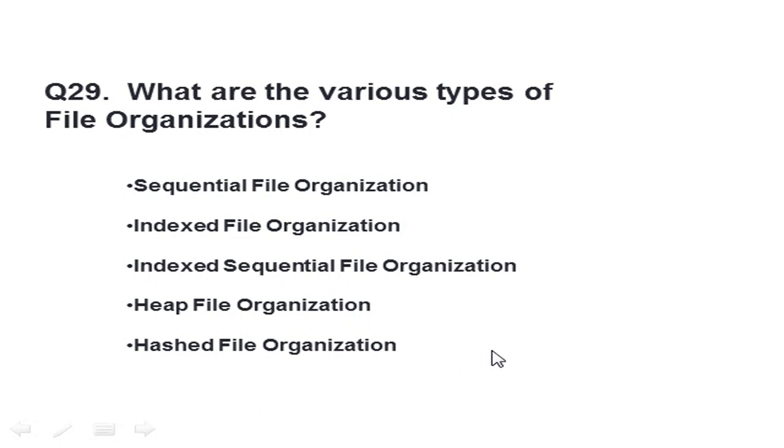Next is hashed file organization. Hashed file organization is used to speed up access. If you want to search for any record directly, a hash address is generated, based on which you can directly go to that address. That is what is called hashed file organization.